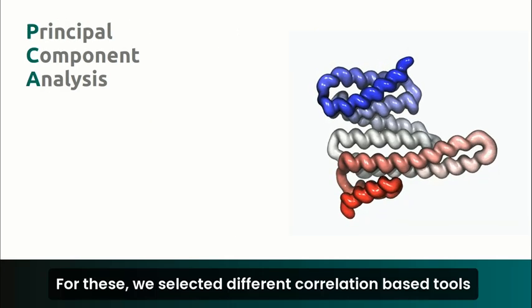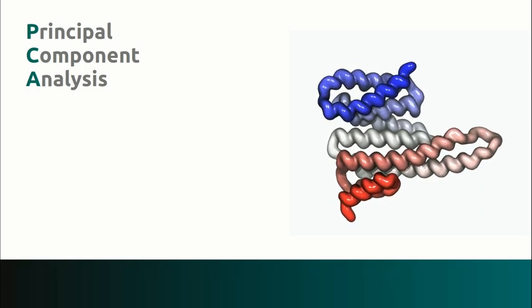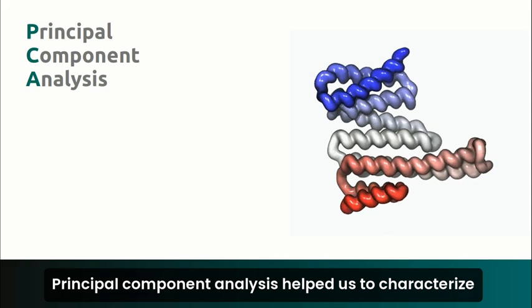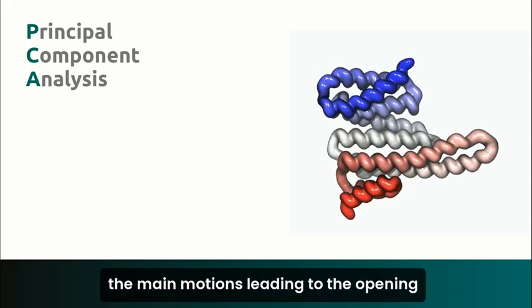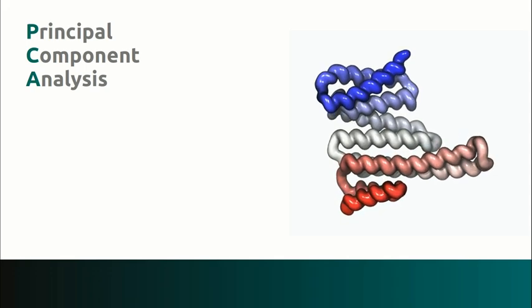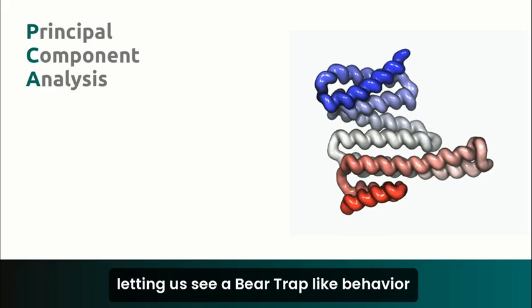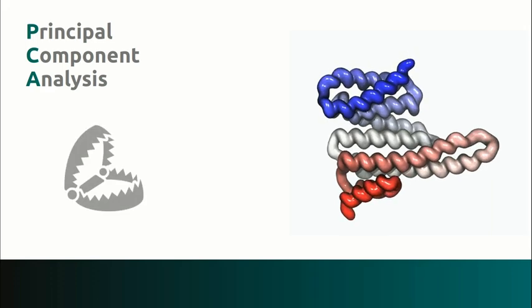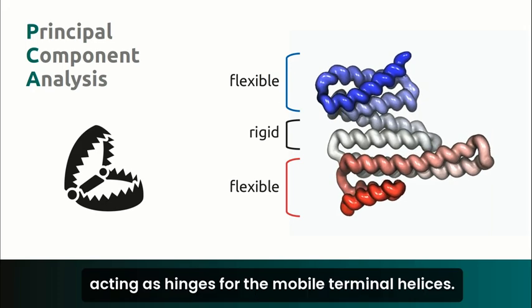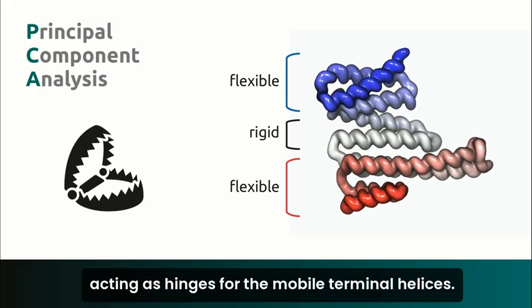For this, we selected different correlation-based tools to analyze our data. Principal component analysis helped us to characterize the main motions leading to the opening and closing of the binding groove, letting us see a bear trap-like behavior, with rigid central helices acting as hinges for the mobile terminal helices.